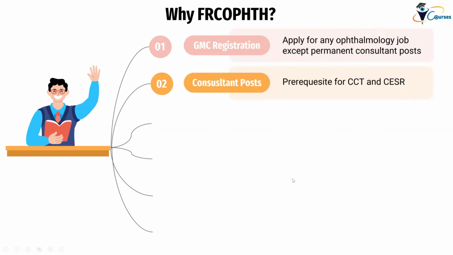The second advantage is that you will be able to apply to be on the specialist register. By the FRCOphth, you will be able to tick many boxes that are required for the certificate of completion of training and the CESR pathway. These are the routes to be a permanent consultant in the UK, to have the CCT or the CESR. And in order to complete this pathway, the FRCOphth will be one of the requirements.